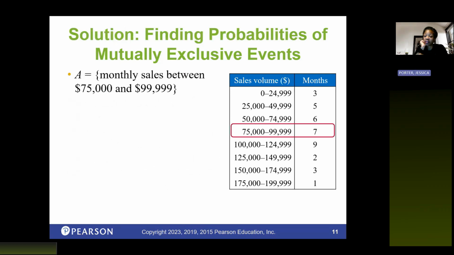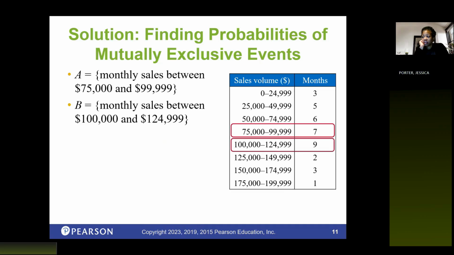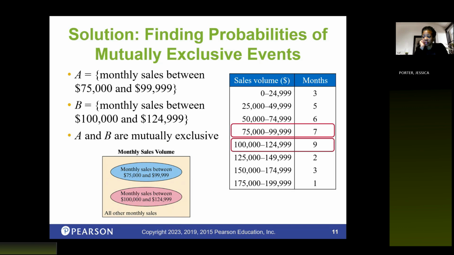Okay, so between 75,000 and 99,999, there was 7 months. But we move into the next bracket for event B. These two are mutually exclusive. So we're just going to add them together.